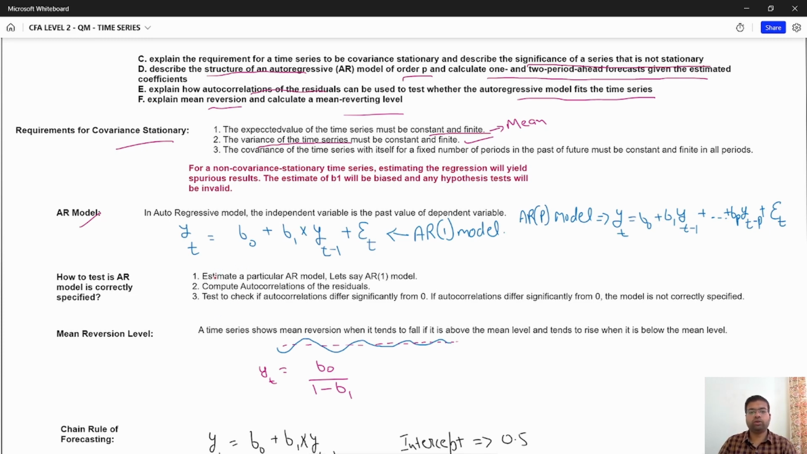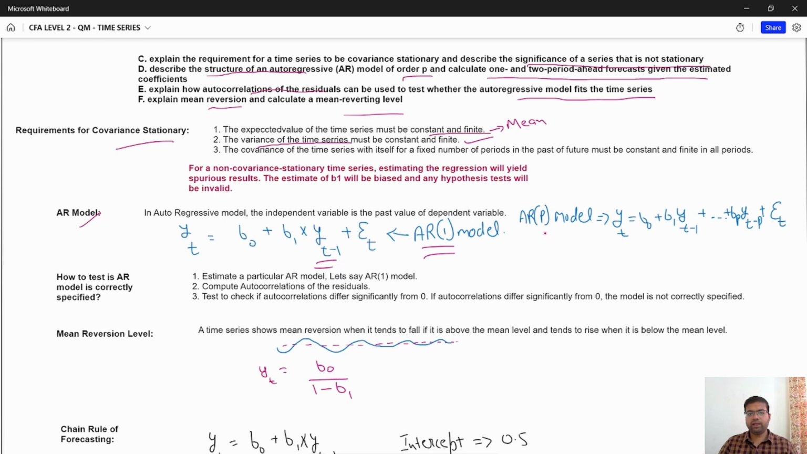Let's see what an autoregressive model is. In an autoregressive model, the independent variable is the past value of the dependent variable. So yt, the dependent variable, is equal to b0 plus b1 times yt minus 1, the past value of the dependent variable, plus epsilon t. Epsilon t is the error term. This is called an AR1 model because we are using one lag value of y.